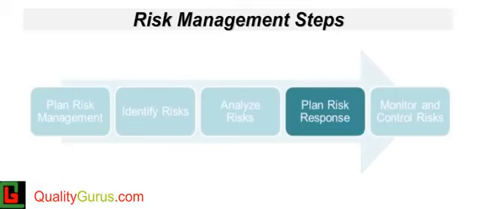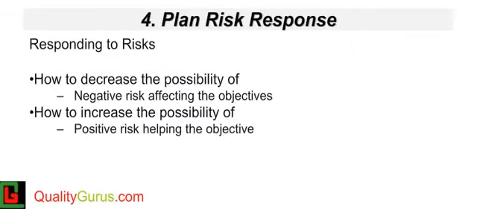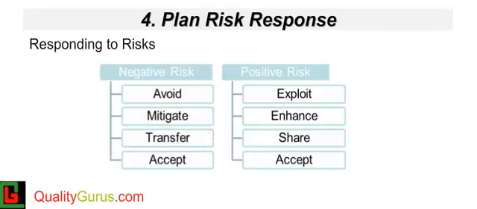Once we have analyzed risks, the next step in risk management is to plan risk response for each identified risk. When planning a risk response, we attempt to reduce the impact and chance of negative risks and enhance the impact and chance of positive risks. This slide shows the 4 risk responses for negative risks and the corresponding responses for positive risks. In the next 8 slides, we will look at each of these responses.